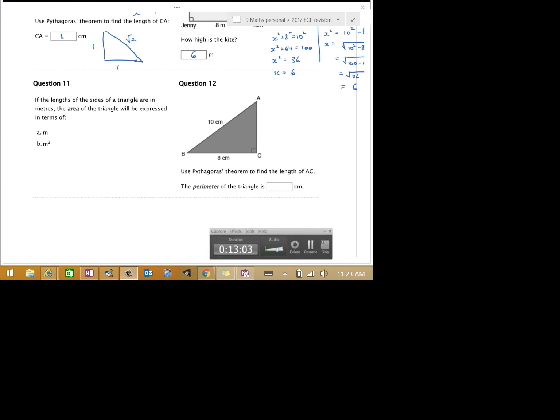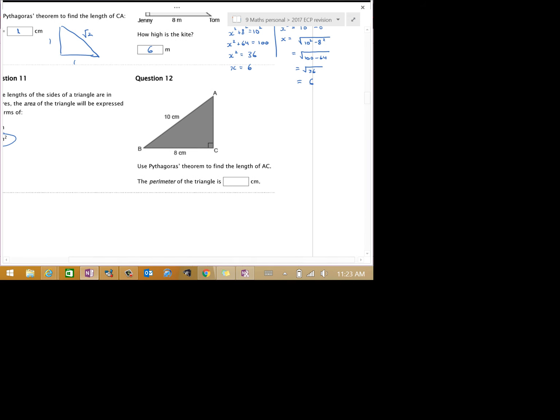You had a question there, mate? Question 11. If the lengths of the sides of a triangle are in metres, the area of the triangle would be what? Metres squared. Yeah. So area is in square units, isn't it?